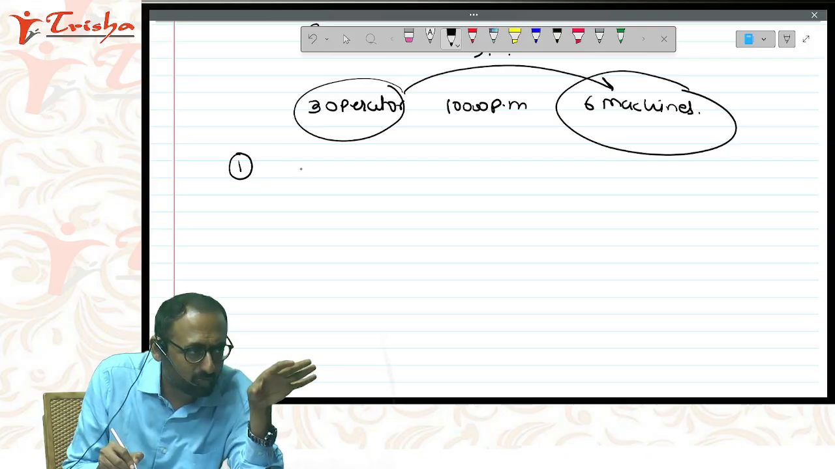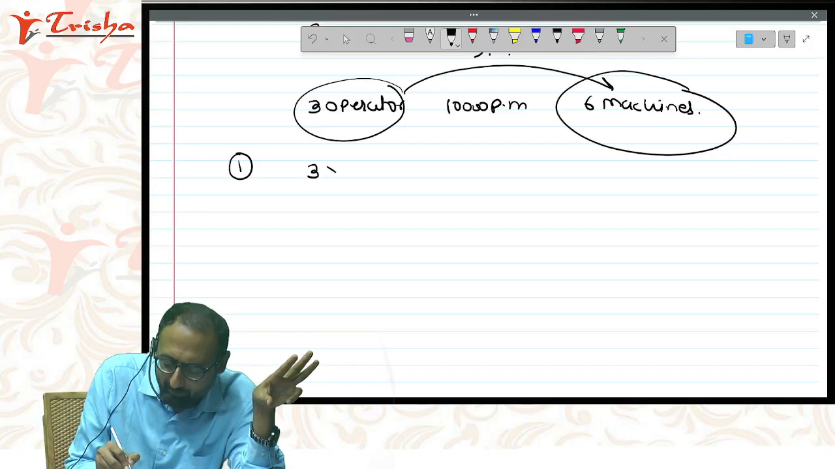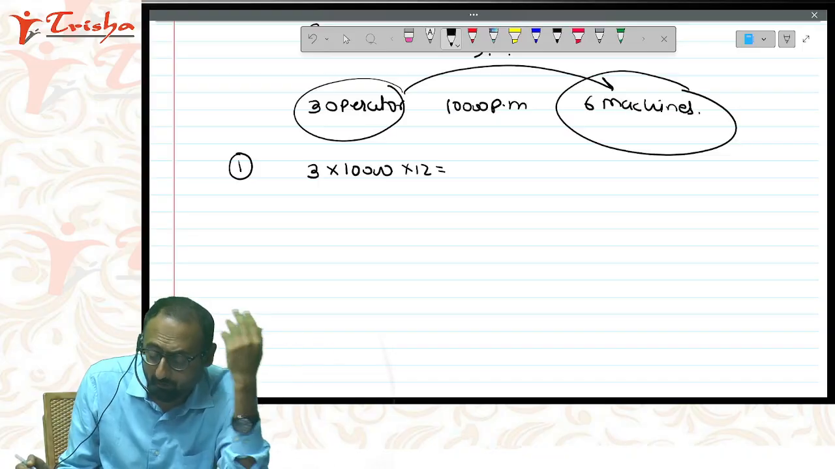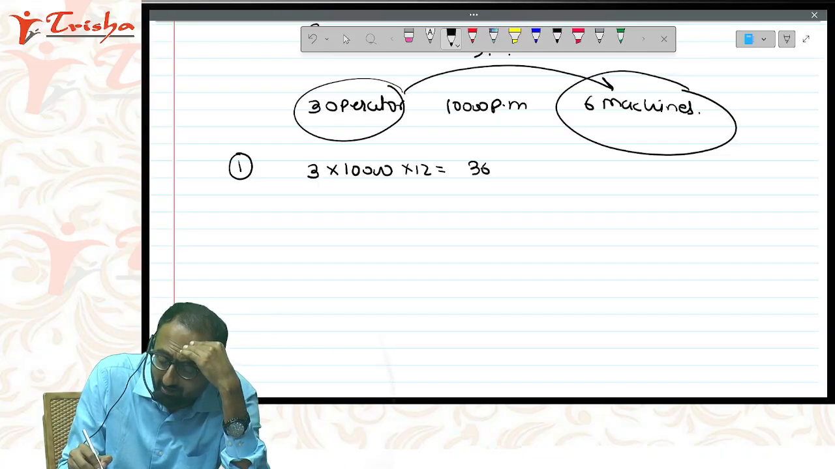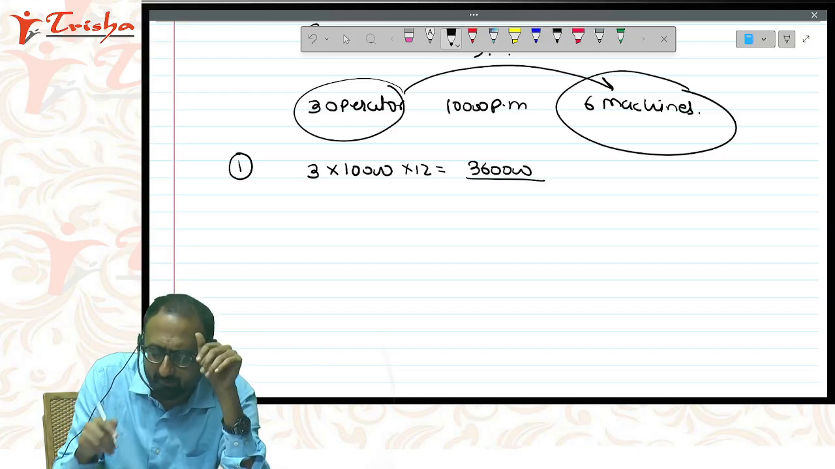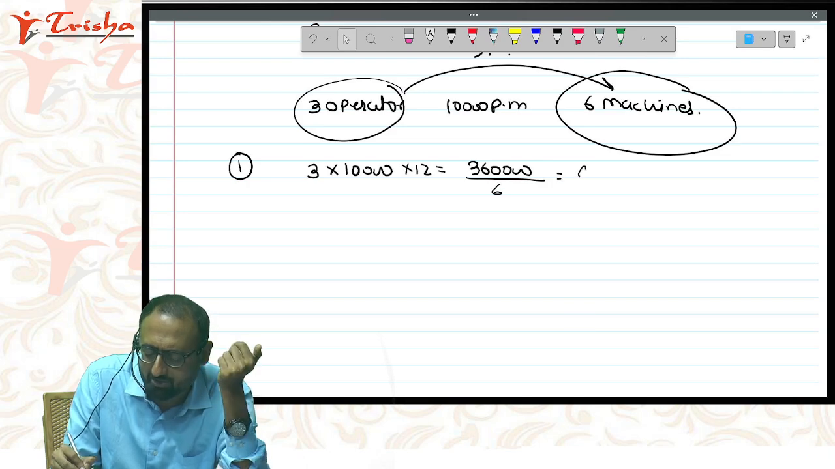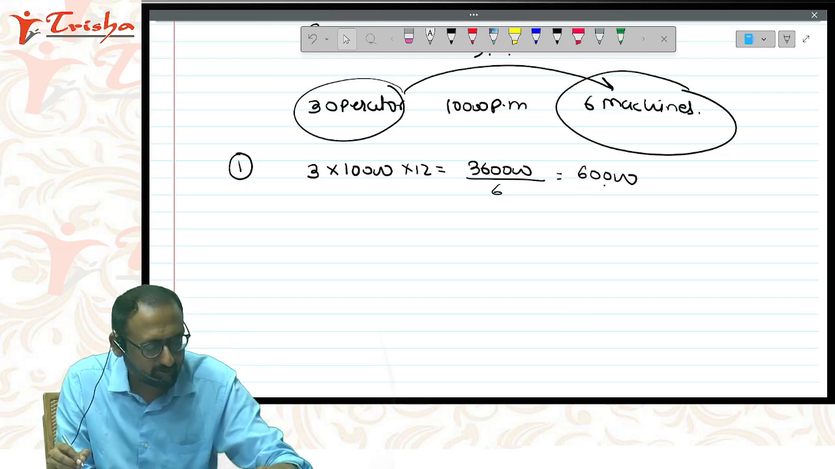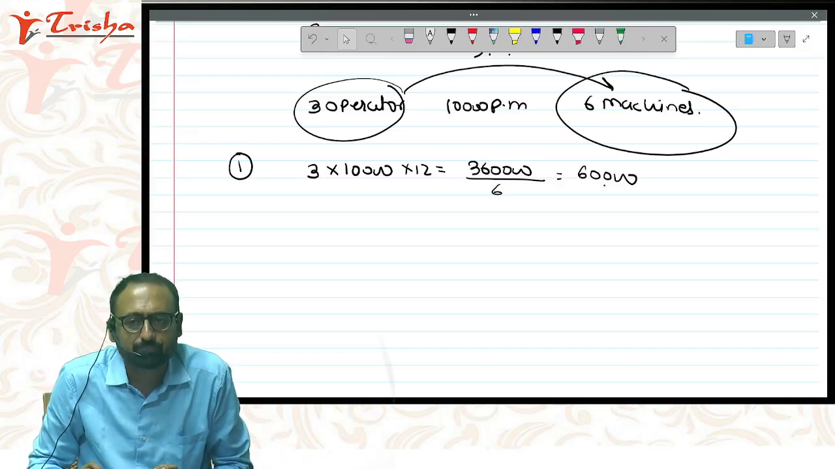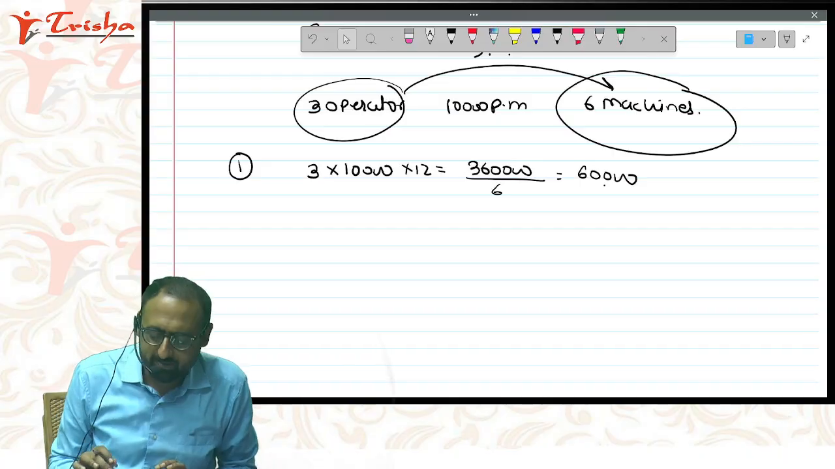Let's calculate the 3 operators' wages. 3 operators multiplied by 10,000 multiplied by 12. Is it 3,60,000? Divided by 6 machines, since these 3 operators operate 6 machines. Per machine cost will be 60,000. Correct, guys? Very good, online students are also giving the same answer, 60,000. So this operator adjustment is important.